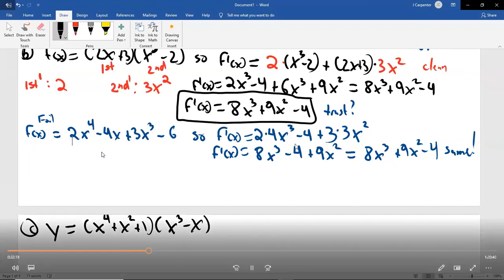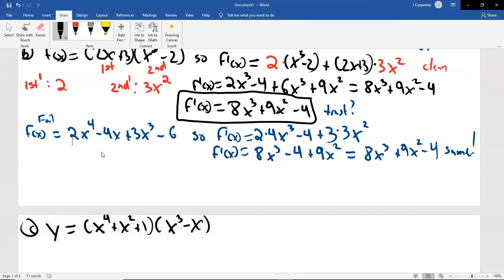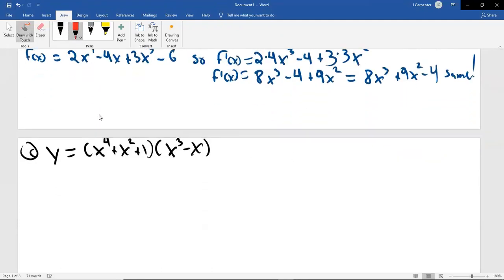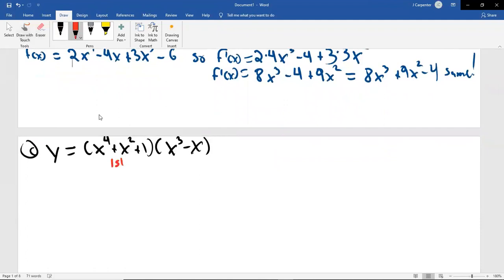All right, so I'm just going to go straight to the product rule. So I'm going to call the first, and I got to scroll down. The first is this parentheses, the x to the fourth plus the x squared plus 1. And then the second would be the x cubed minus x. So let's do the derivatives of those things individually.